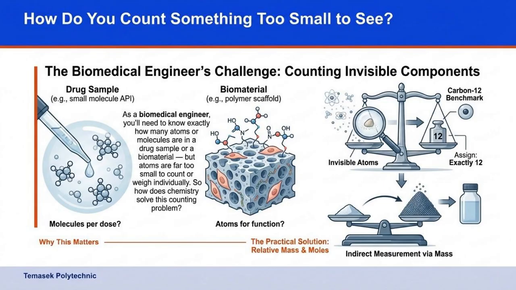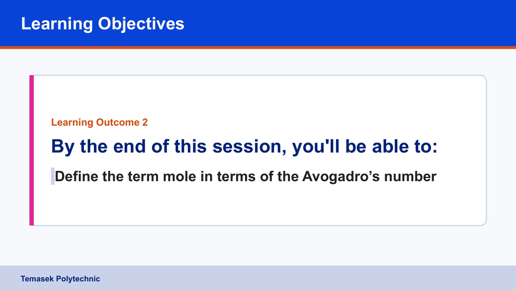Take a moment to carefully study this diagram and note the key relationships and values shown. By the end of this session, we are focusing on one foundational but absolutely critical concept: the mole. Specifically, you will be able to define what a mole means in terms of Avogadro's number. This might sound simple, but getting this right is the foundation for everything in stoichiometry, from calculating reactant quantities to designing chemical processes in real engineering systems. So let us get into it.